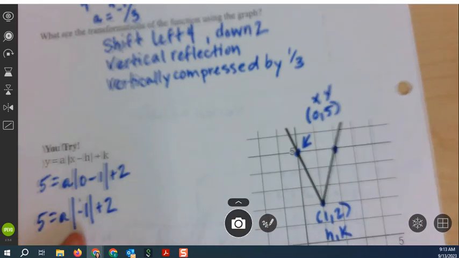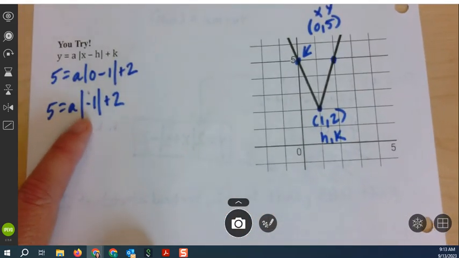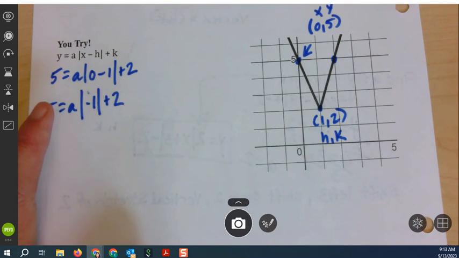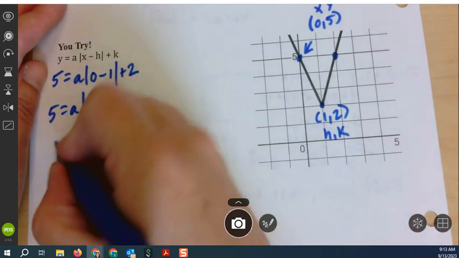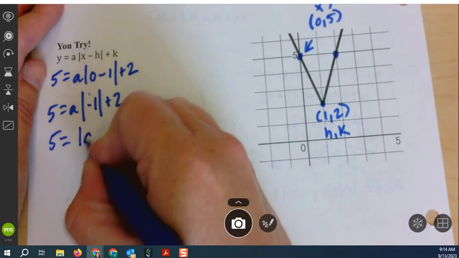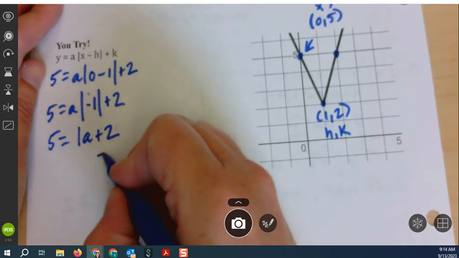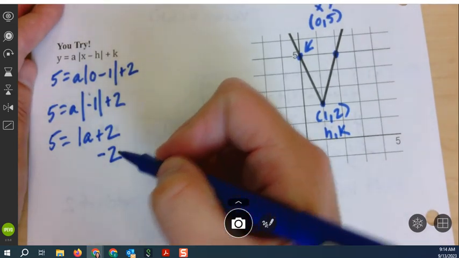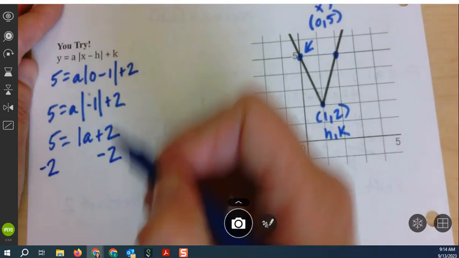What is the absolute value of negative 1? 1, yeah. Guys, the absolute value function is the distance a number is from 0, and it's always positive. So absolute value of negative 1 is 1, absolute value of positive 1 is 1. So I get 5 equals positive 1a plus 2. Folks, I'm hearing a lot of chatting, but a lot of you guys need to fix your work.